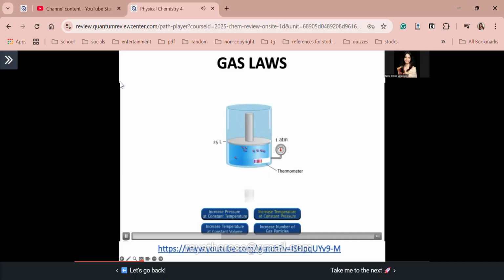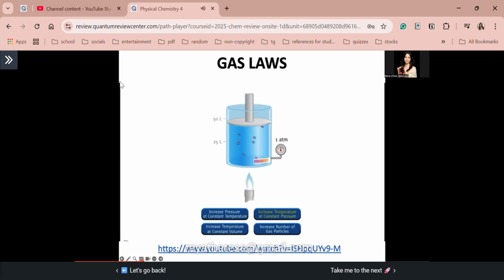Let's use a Bunsen burner to increase the temperature of the gas. As the temperature of the gas increases, the volume that the gas occupies increases. In other words, volume is directly proportional to the temperature of the gas. We can write volume equals K times temperature, where K is a proportionality constant. This relation is known as Charles' law, which states that the volume of a fixed amount of gas is directly proportional to the gas temperature at constant pressure.